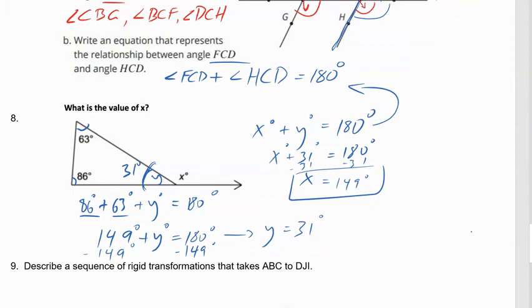Okay. Question. What do you notice? Could there have been a faster way to do this? You could have just combined these two angles, gotten your answer right away. Fascinating, right? So just be aware of that. It's a good thing to be aware of.